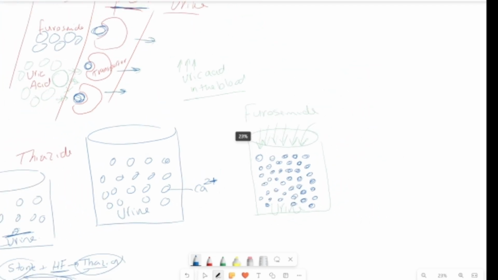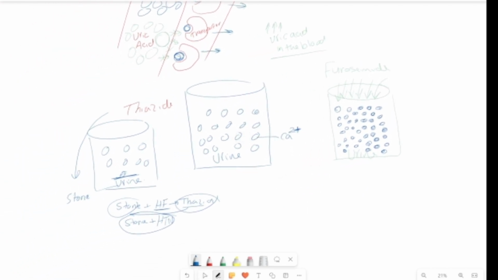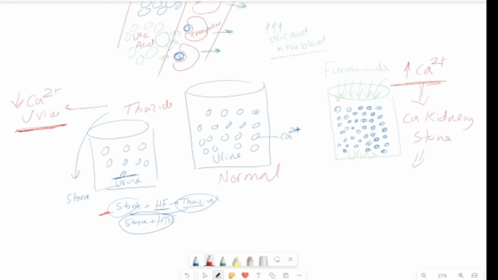Okay, so you can see now, if you compare three groups, furosemide, thiazide, normal. Here we have normal. Thiazide, talking about urine, decreases calcium in the urine. Furosemide increases calcium in the urine. For this reason, we can prescribe thiazide for patients at risk of kidney stone formation. On the other hand, furosemide, we don't prefer to use in patients with calcium kidney stone, because of the increased risk of kidney stone formation from increased calcium concentration in the urine. I hope this makes sense.